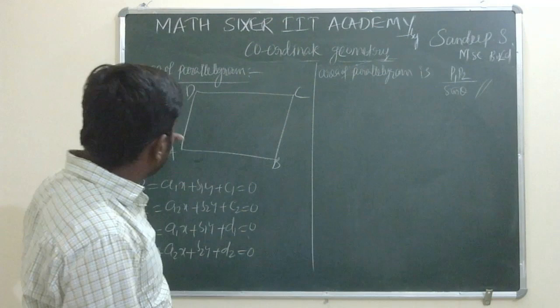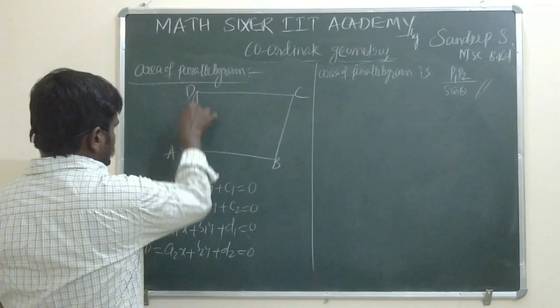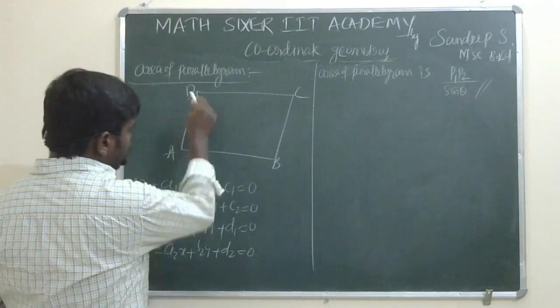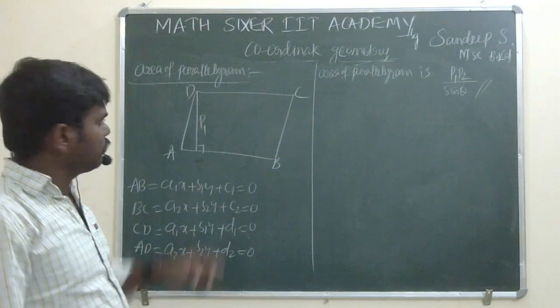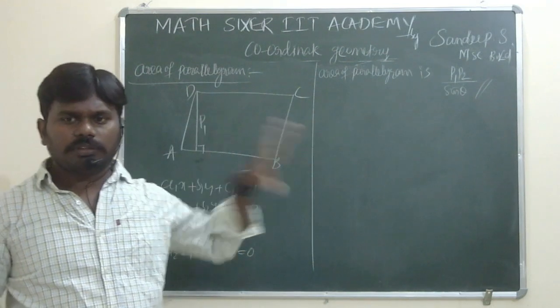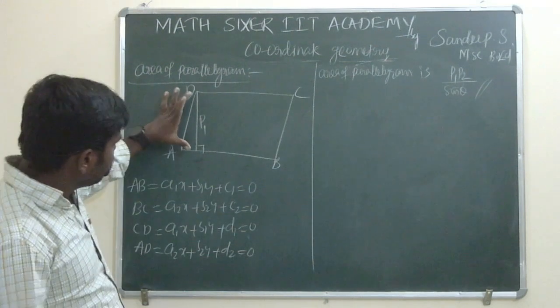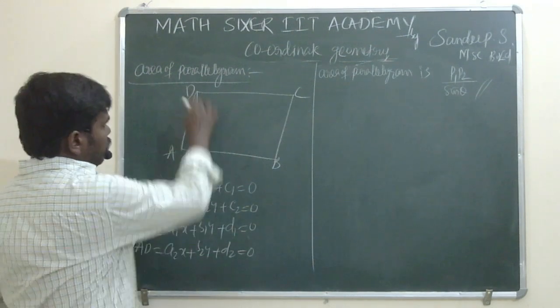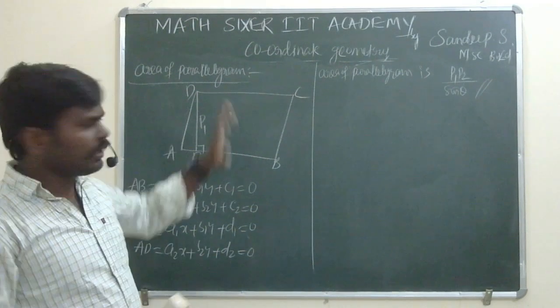Okay, so here perpendicular distance means for AB we can draw the perpendicular from D. This is the perpendicular, and the length of the perpendicular we can take as P1. P1 and P2 are the lengths of the perpendiculars to the opposite sides. So here we can take this as D, and DE is P1.